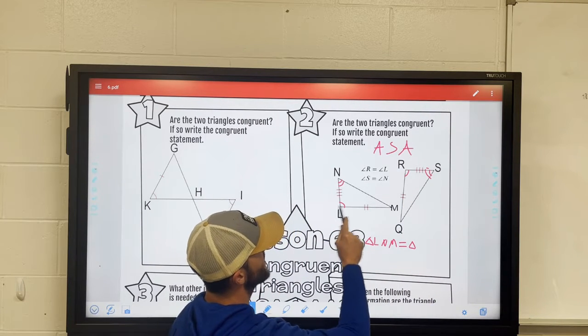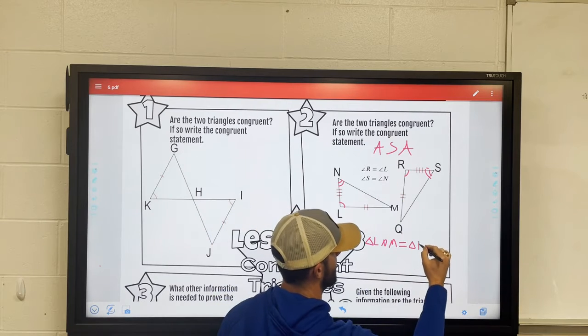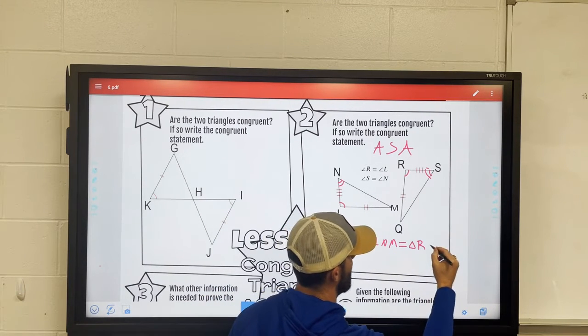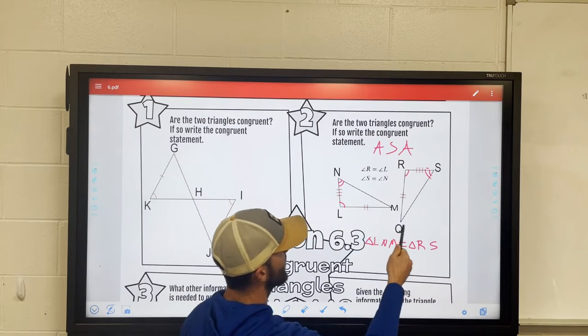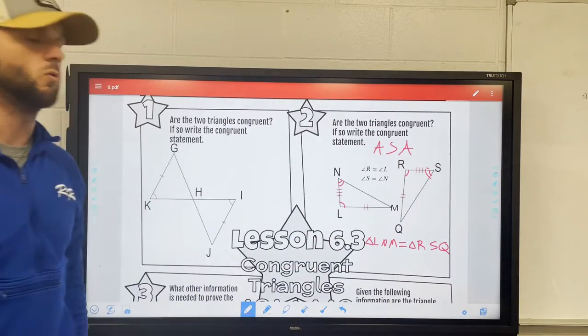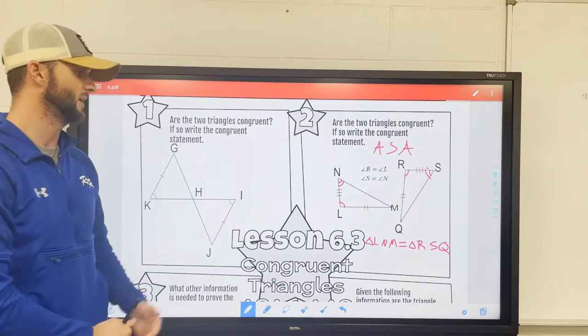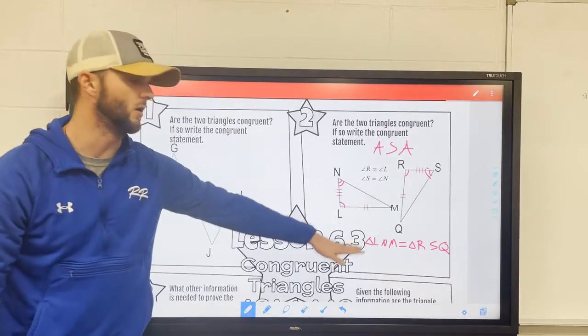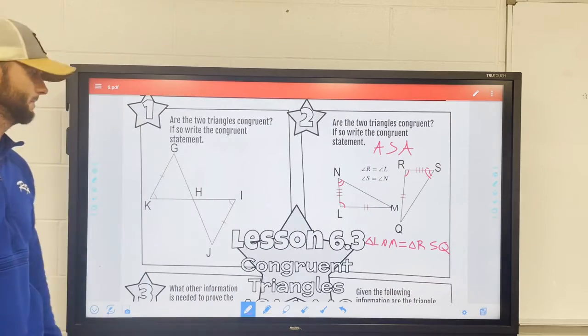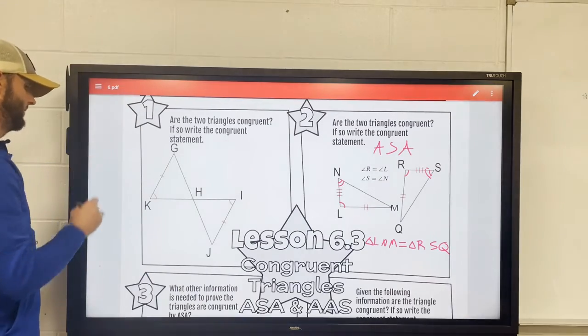So angle L is going to be congruent to R, so I'm going to put R first. N is congruent to S, so I'm going to put S first. And then M would be congruent to Q. So that means LNM is going to be congruent to RSQ. Because now the sides are congruent and all the angles are congruent, because they are congruent by angle, side, angle. Okay? Let's jump over to example number 3.